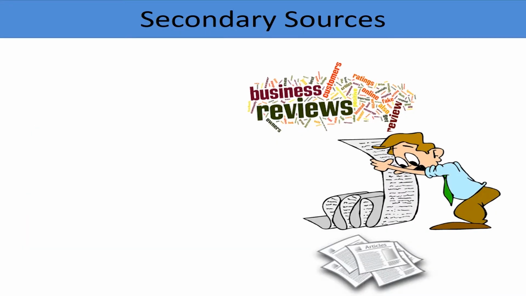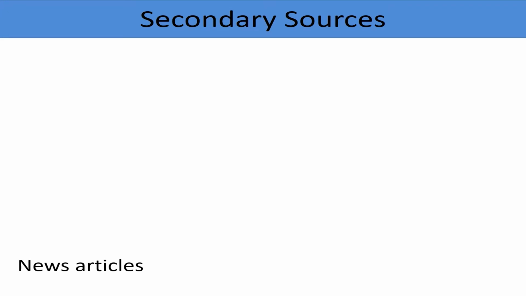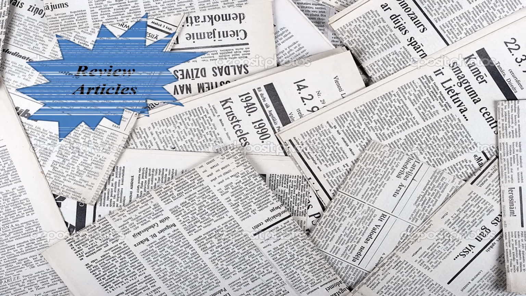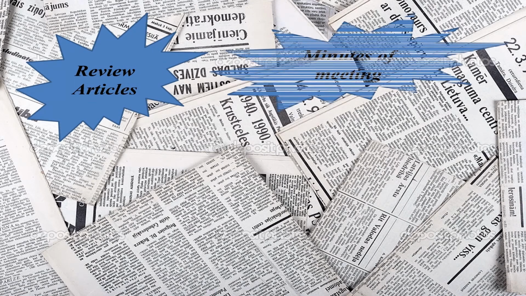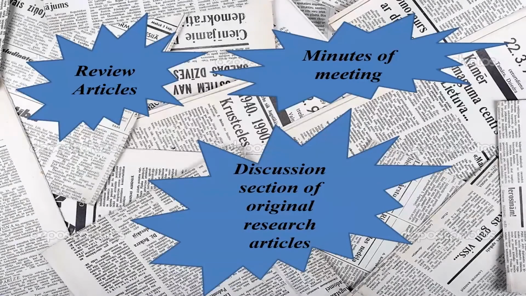Secondary sources involve reviews, descriptions, or articles written by persons other than the original researchers. It may include the news articles in the newspapers, newsletters, review articles by editors or reviewers, minutes of meetings and reports mentioned in the literature review or discussion section of original research articles.